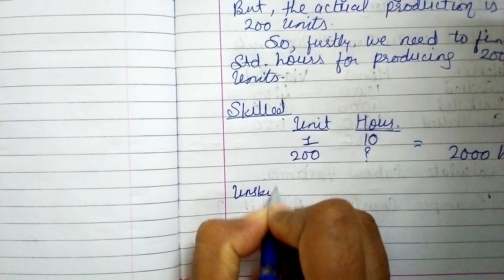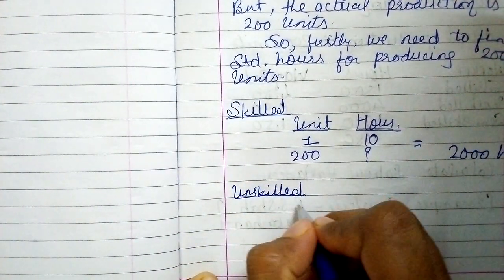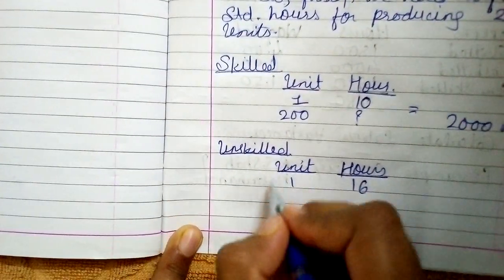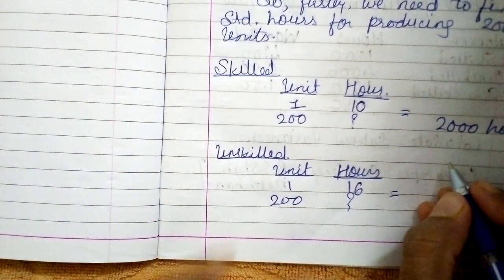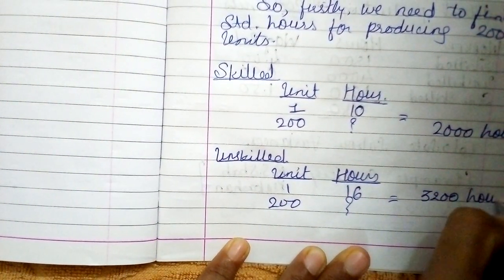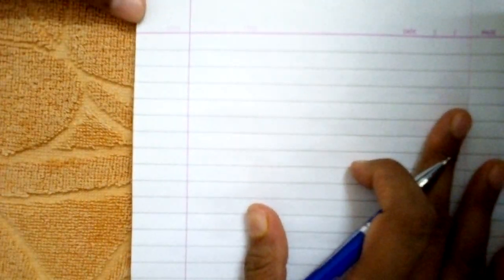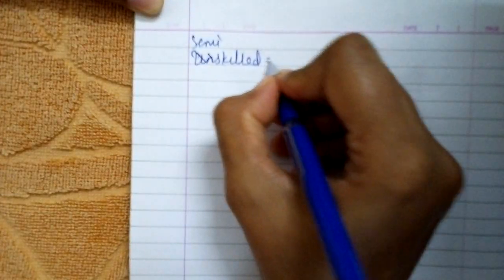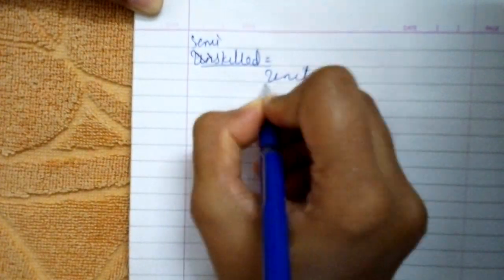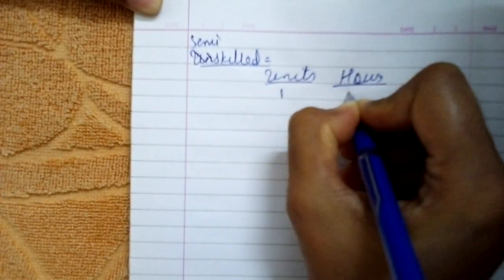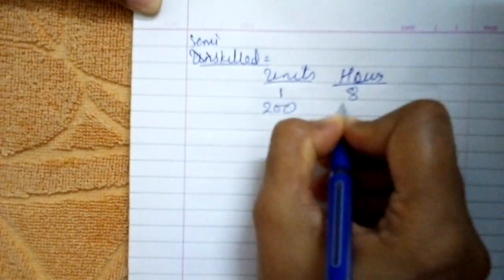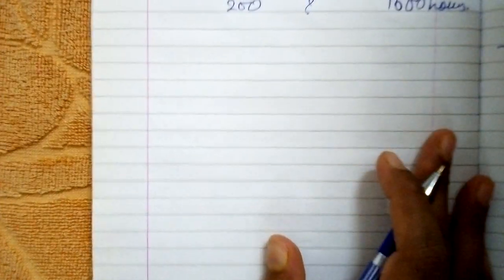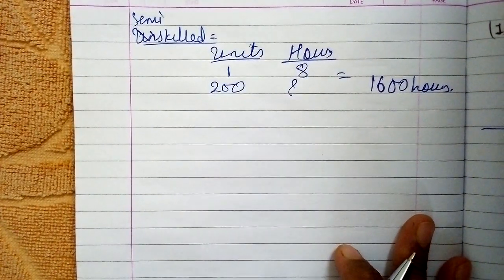Then for unskilled workers have worked for 16 hours to produce 1 unit. So for 200 units, how many hours? That would be 3200 hours, right? And likewise for semi-skilled workers, units 1 and number of hours worked, they have worked for 8 hours. So for 200 units, how many hours? That would be 1600 hours, right? So here we have calculated standard hours for the production of 200 units, right?